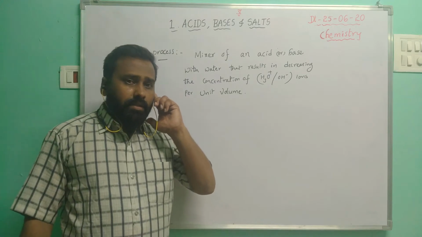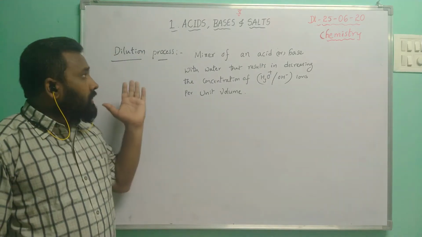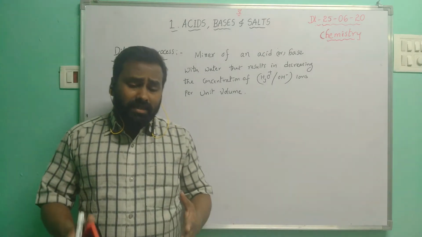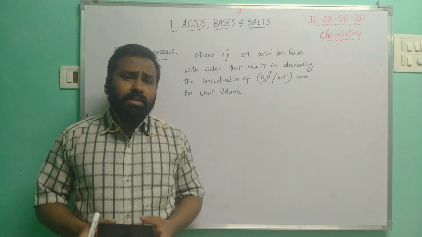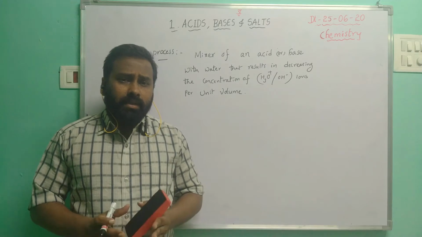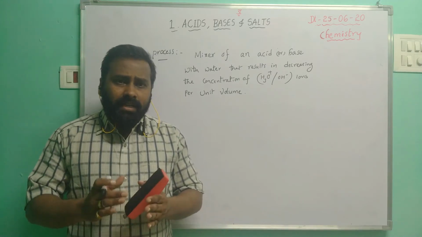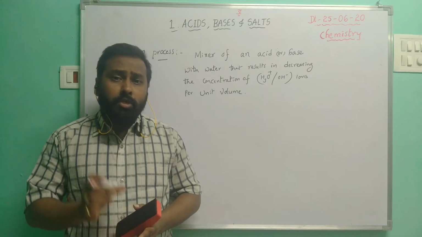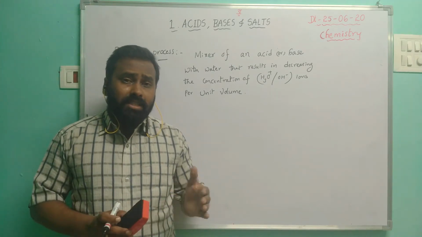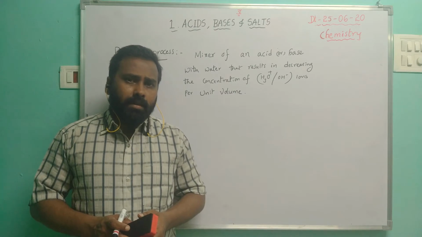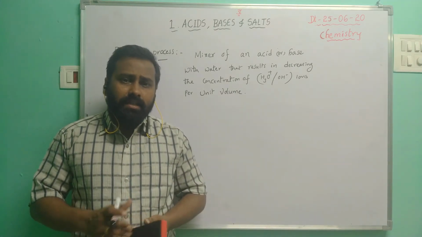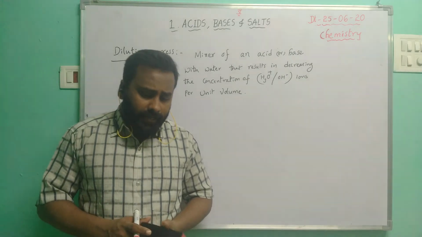Today in this video, we would like to discuss the dilution process. What is meant by the dilution process? Mixing an acid or base with water results in decreasing the concentration of H3O+ ions or OH- ions per unit volume. The process is known as the dilution process, and such acids or bases are called diluted solutions.